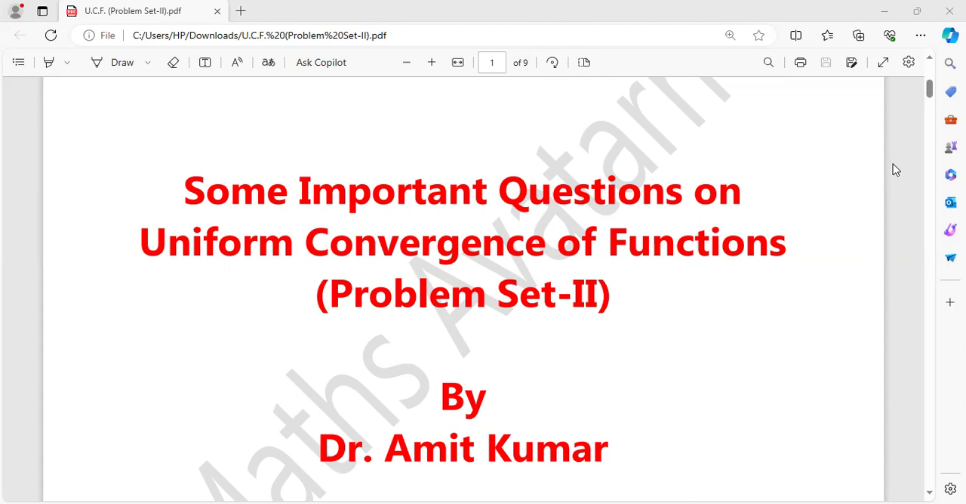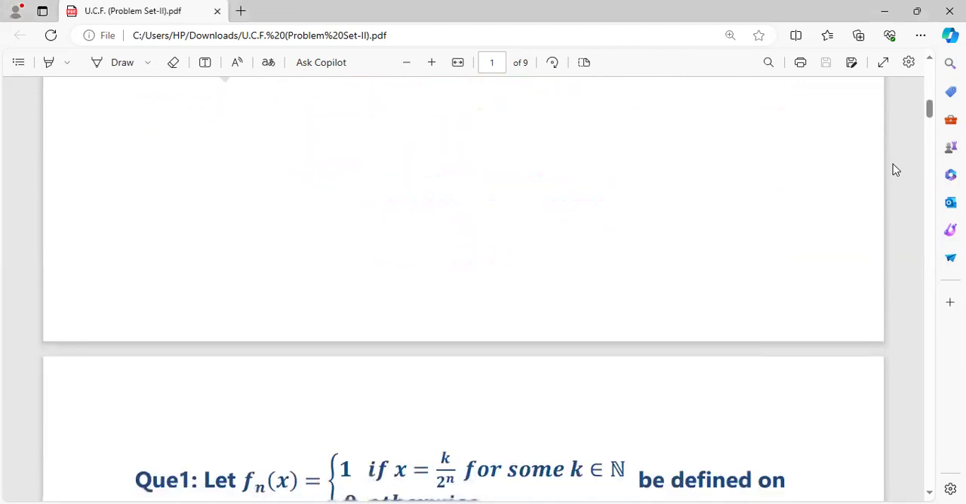Today we are going to see some more questions on uniform convergence of functions, problem set second. Okay, so let's start today's session now.